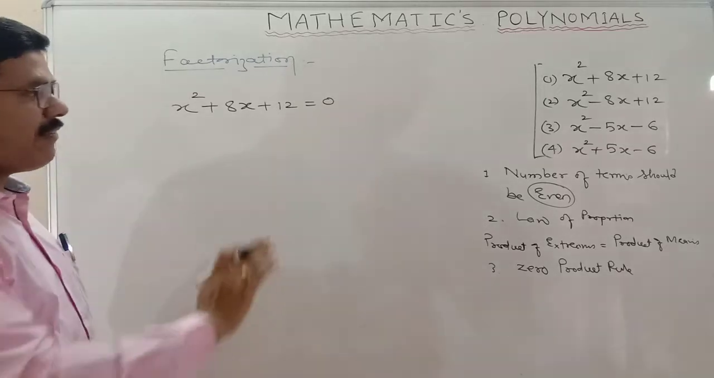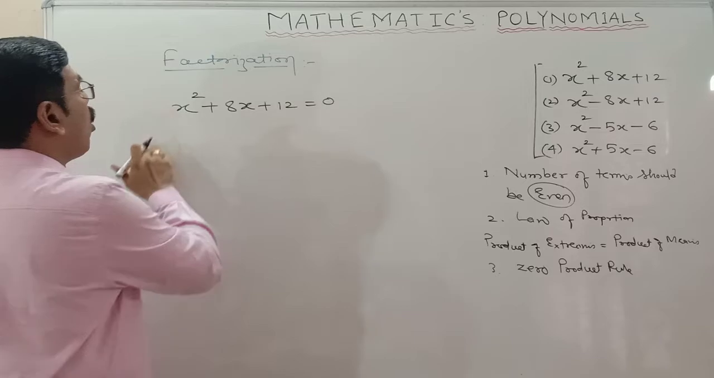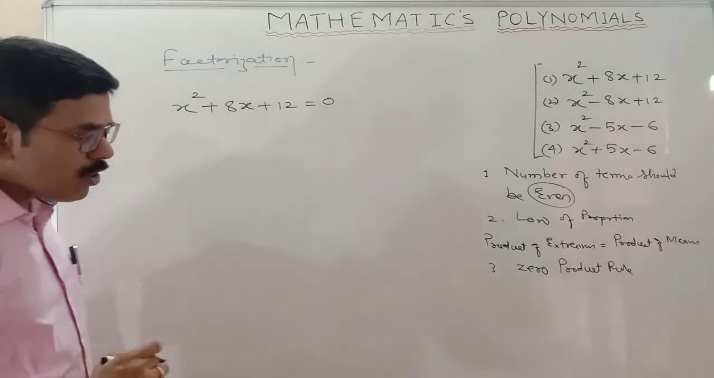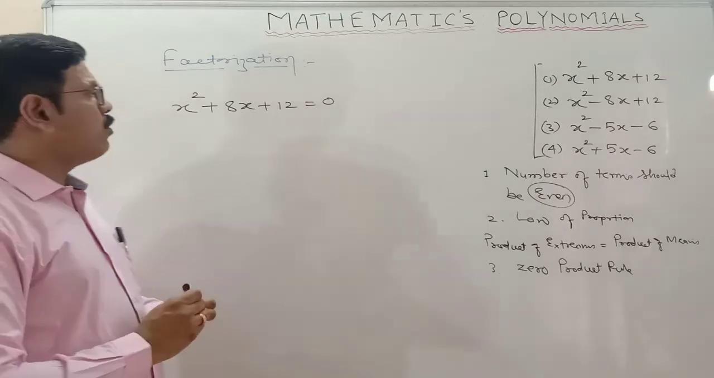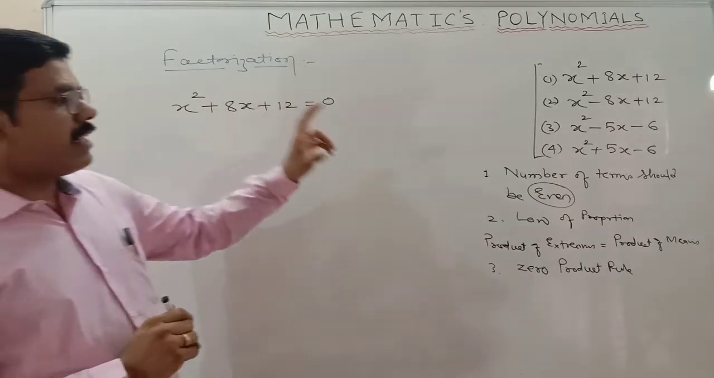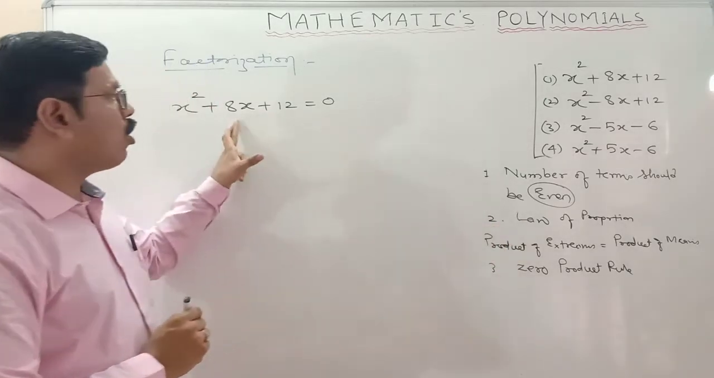See, very first we need the number of terms even. Here the number of terms are odd. 3 ही terms है यहाँ. Only 3 terms are here. What we will have to do is, we'll have to split the middle term in such a way that it should follow the law of proportion. It must follow the law of proportion.